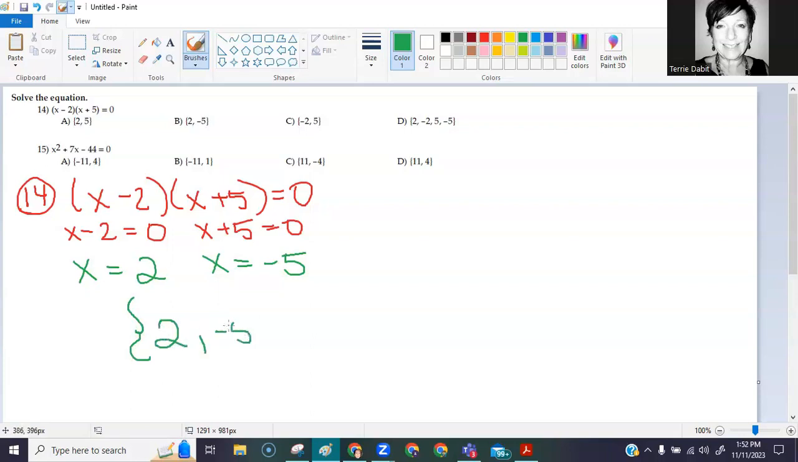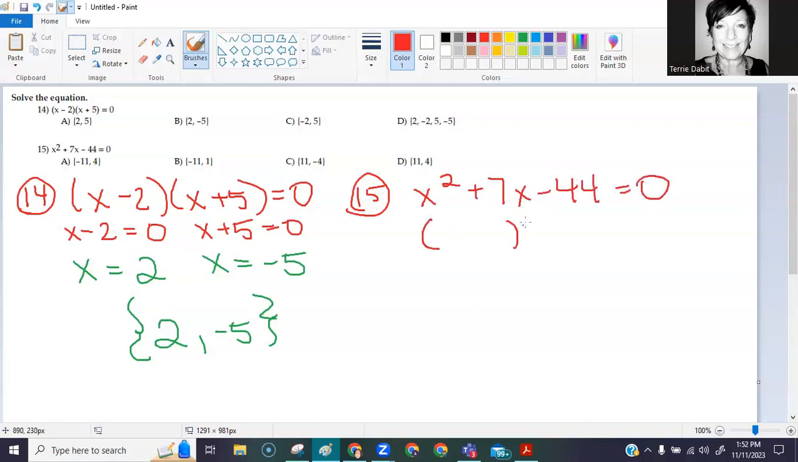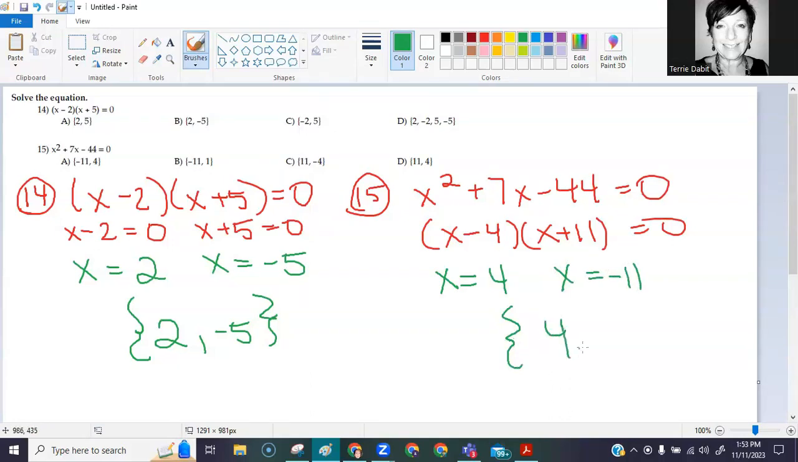of 2, negative 5. Number 15 is not factored yet, but we can factor it so that we could solve the equation. This is going to factor into the following. And then you will see that I have x equals 4 and x equals negative 11. So solution set would be 4, negative 11 in any order. It doesn't matter what order you put them in.